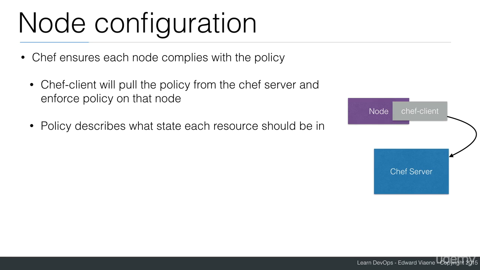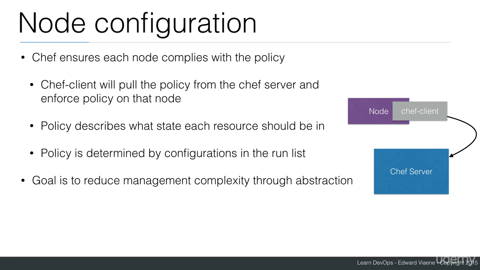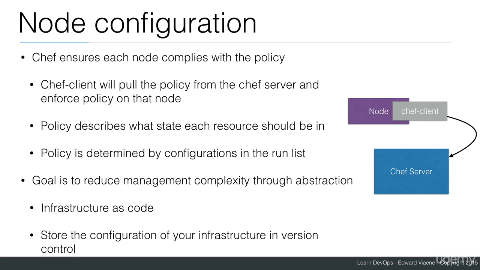The policy describes what state each resource should be in, and the policy is determined by the configuration in the run list. The goal is to reduce management complexity through abstraction. This can be done by having the infrastructure as code and to store the configuration of your infrastructure in version control, just like Ansible.